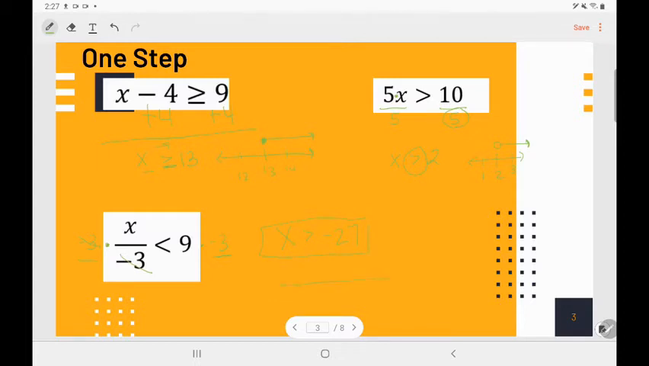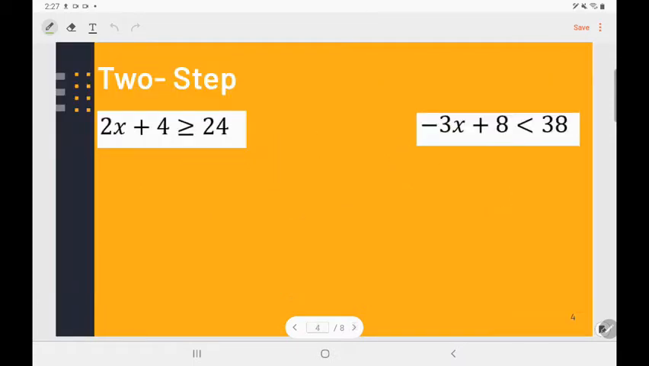If I write my number line, here's negative 27, open circle, because negative 27 is not a solution. Remember, on a number line, negative 26 is larger and negative 28 is smaller and greater than, pointing this direction. That is one step. Let's go ahead and cover two-step.